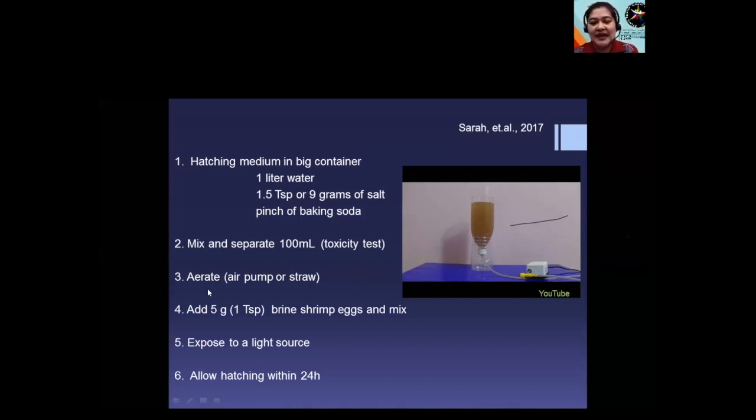Oo. And then, you put your brine shrimp eggs and then mix it. Tutukan mo siya ngayon ng light source or lampshade, pwede na. Tapos overnight yan. 24 hours, mag-hatch na siya. Okay?